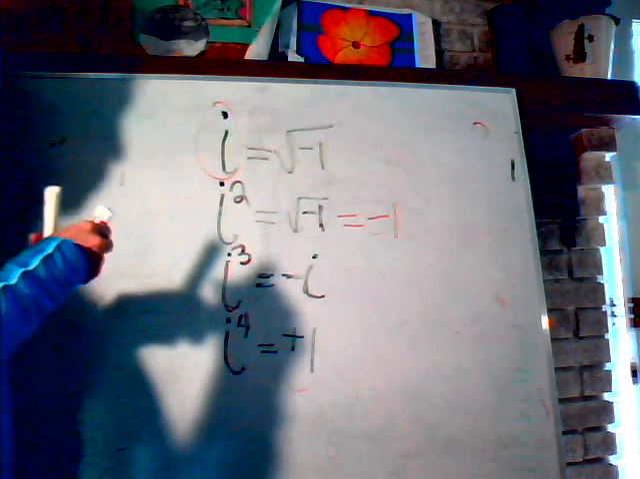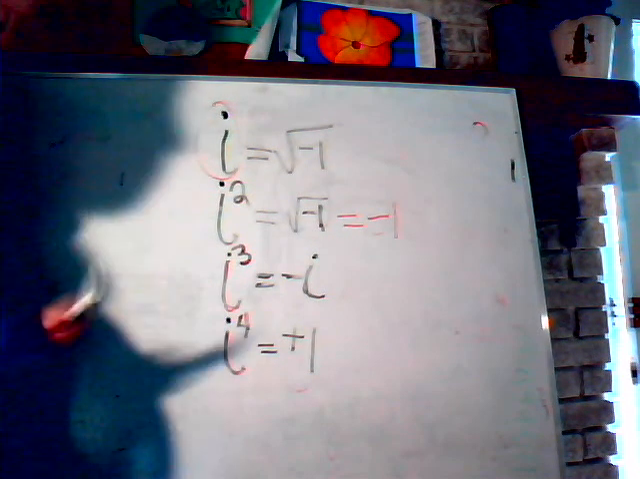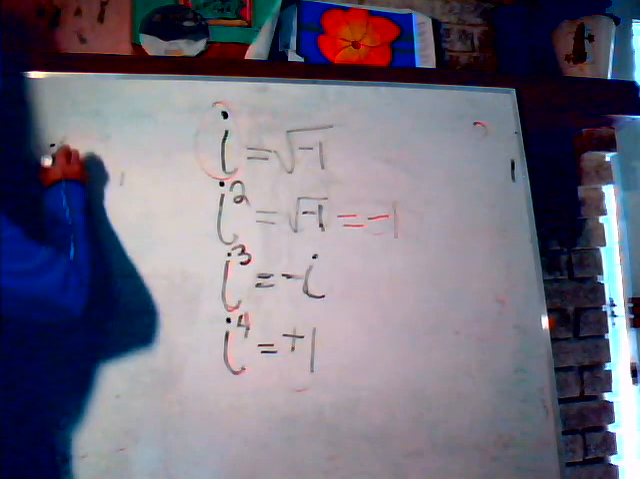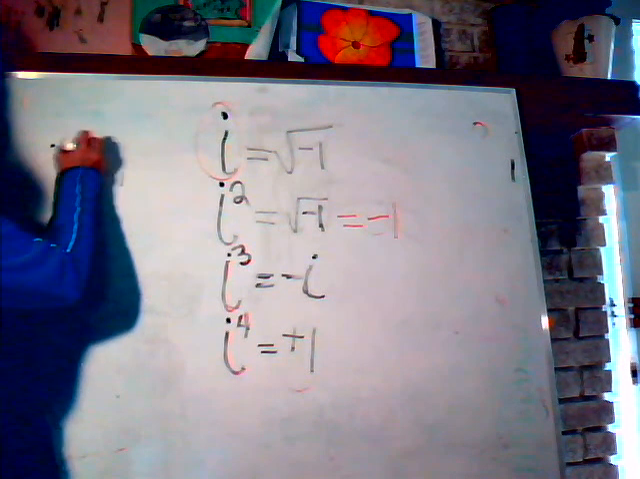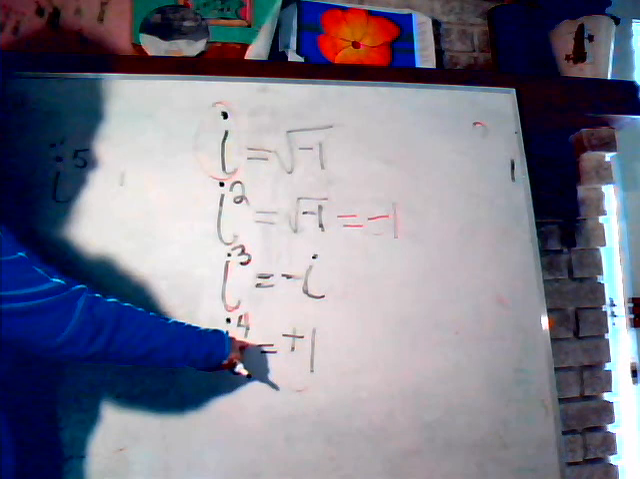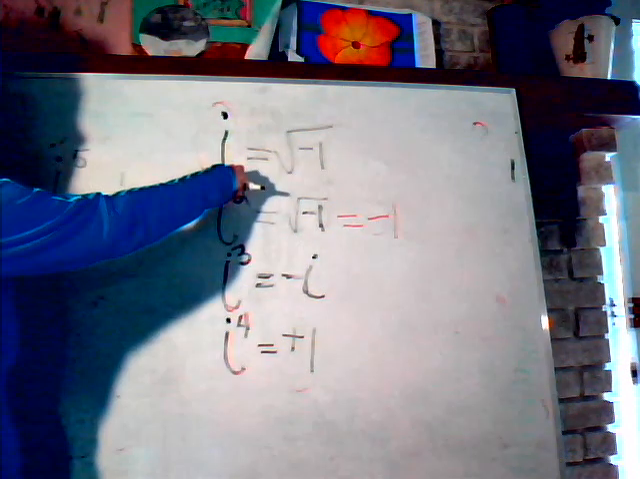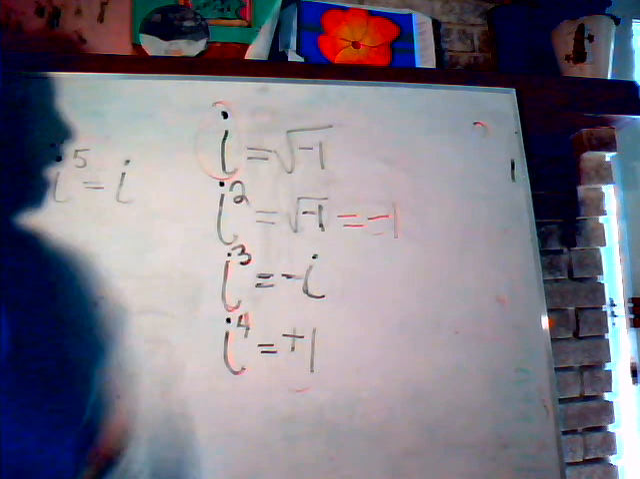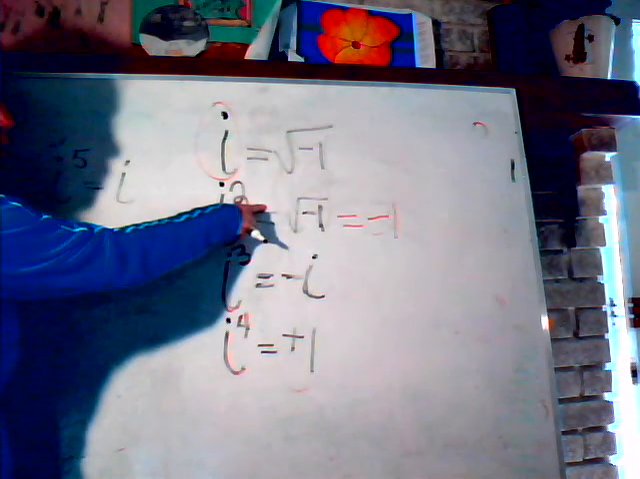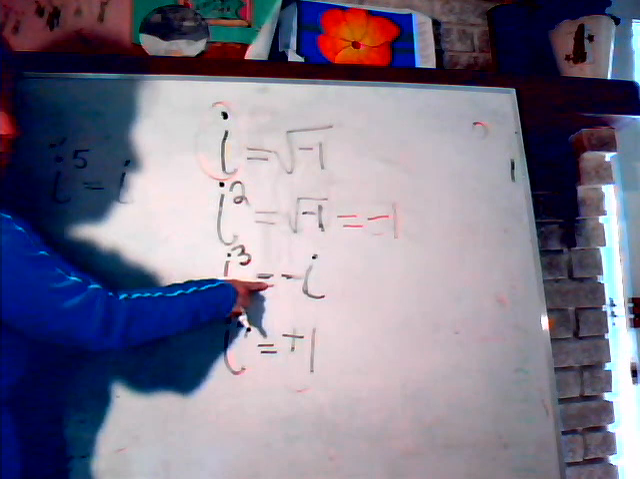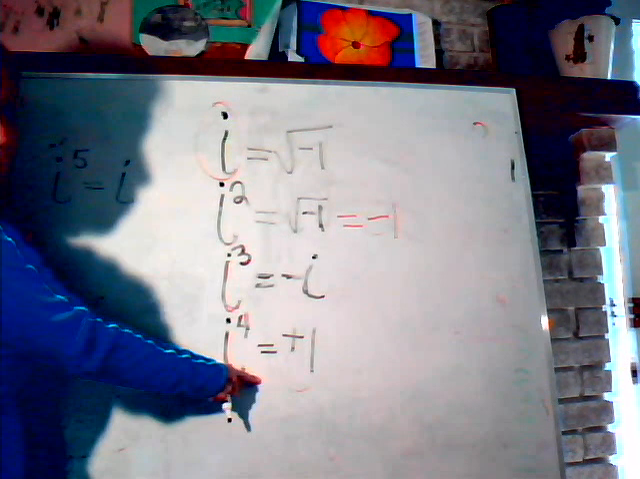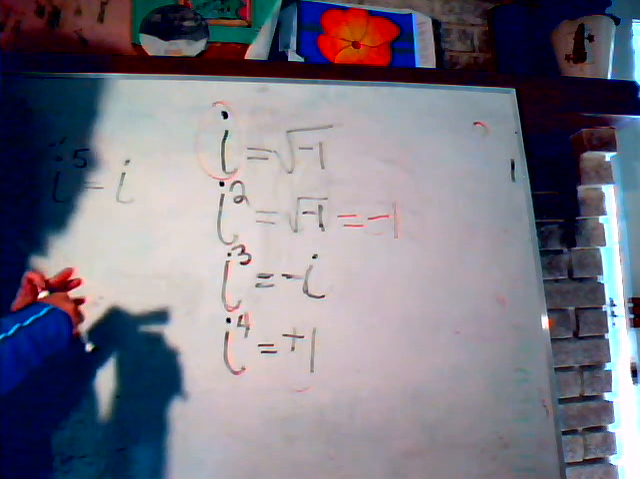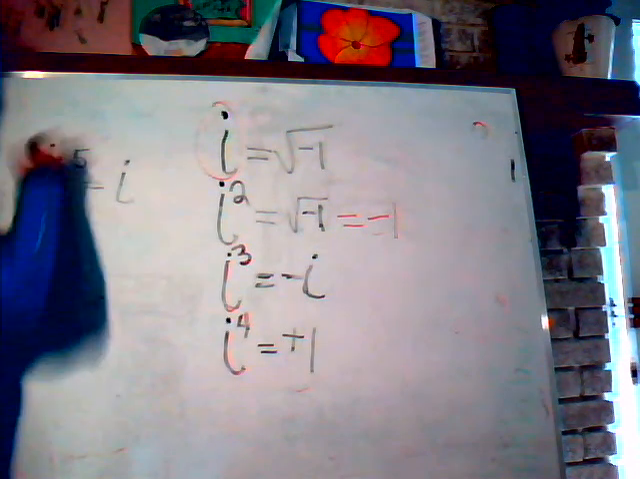Now, how can you use this to simplify? Well, i to the 5th power is simply i to the 4th times i to the 1st, which is simply i. i to the 6th will be the next one in the pattern. i to the 7th will be the next one in the pattern. i to the 8th will be the next one in the pattern. So you use this pattern of 4 to solve powers of i.